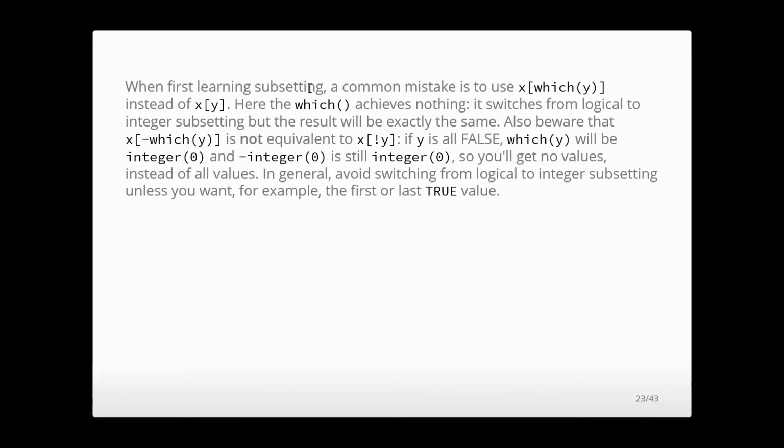Okay, so it says, when first learning subsetting, a common mistake is to use x bracket which y instead of x bracket y. And here, the which achieves nothing. It switches from logical to integer subsetting, but the result will be exactly the same. Also beware that x negative which y is not equivalent to x exclamation y, okay? If y is all false, which y will return integer 0, and negative integer 0 is still integer 0, so you'll get no values, instead of all the values.